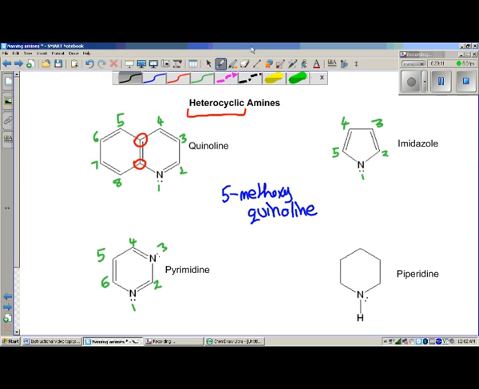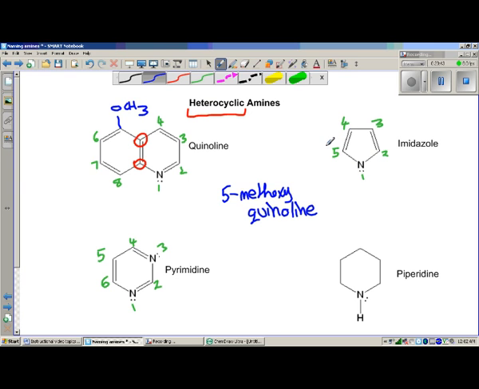So I draw out quinoline, all right, and then I remember, okay, well, I know what a methoxy group is, don't I? Well, of course I do. And it's coming off carbon 5. And a methoxy group, of course, is an OCH3. So whenever you are naming heterocyclic amines like this, all you gotta know is exactly what atom is where and stick the group where the number says. All right. And always remember, count counterclockwise, not clockwise.